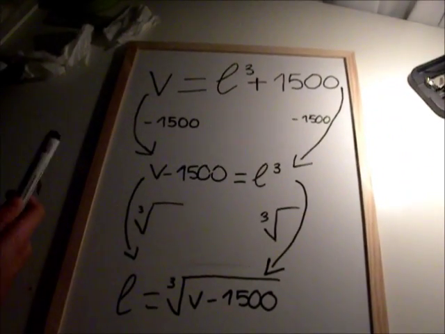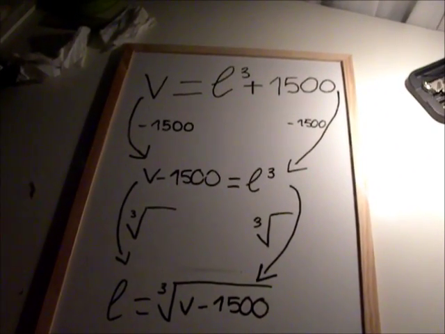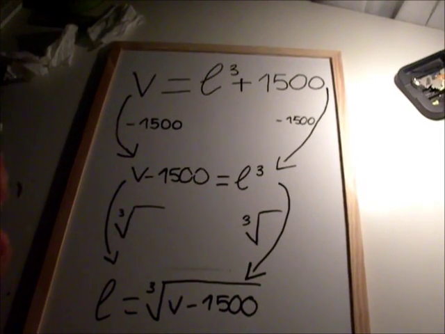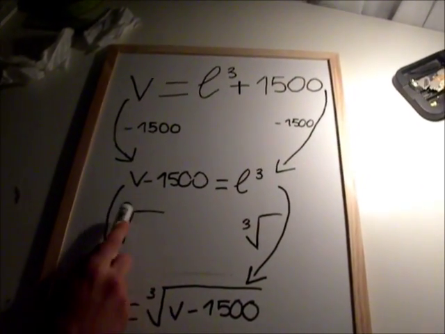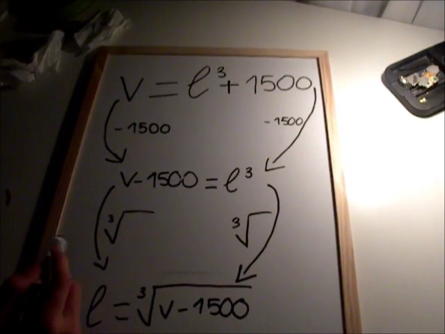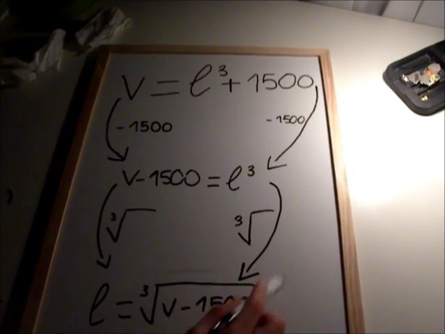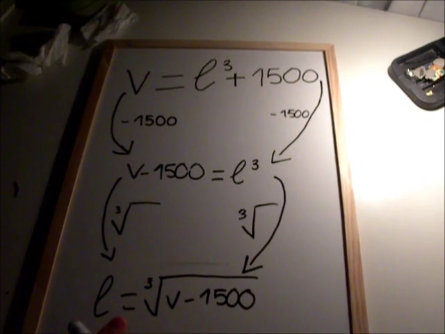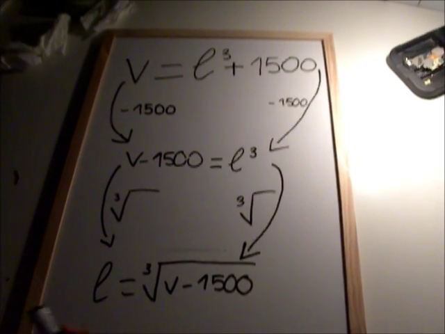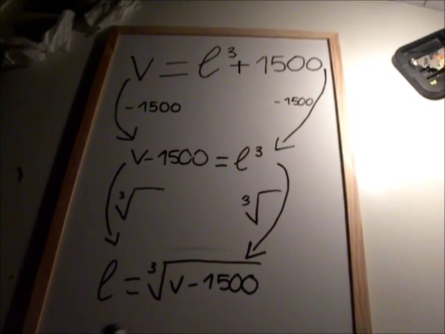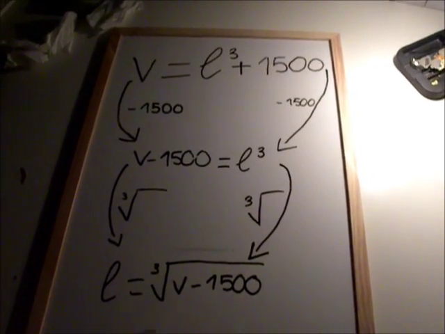To rearrange this equation, first I subtracted 1,500 from both sides, and we got this expression. Then we took the cube root of both sides. The final equation will be L is equal to the cube root of V minus 1,500.